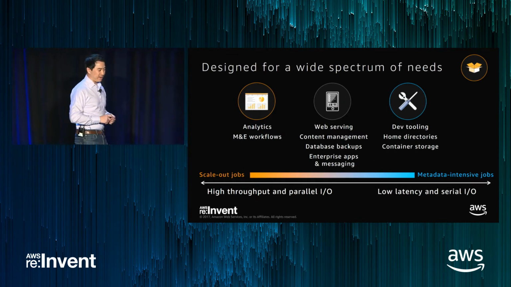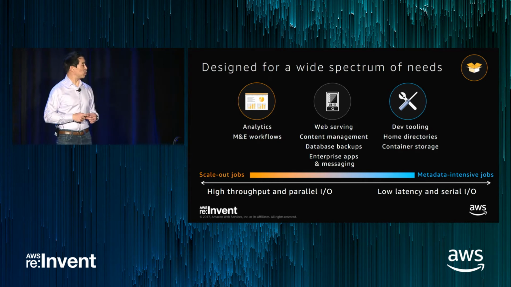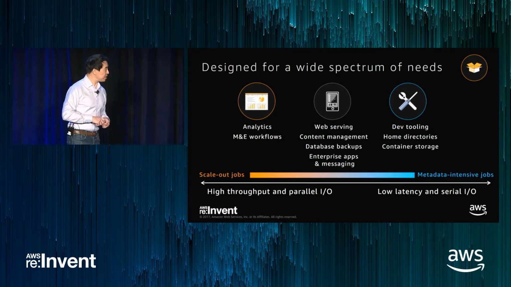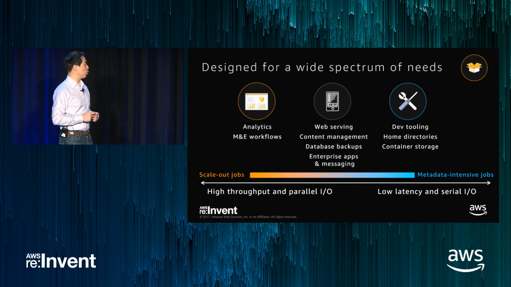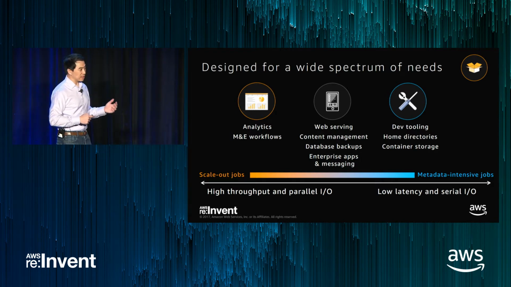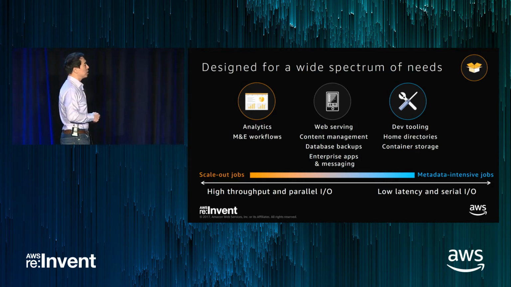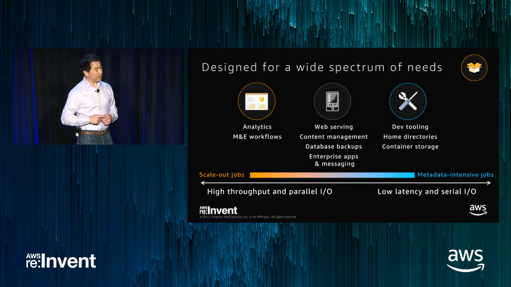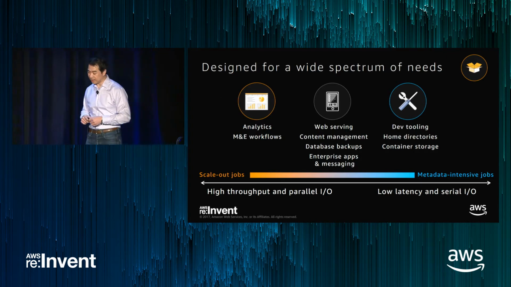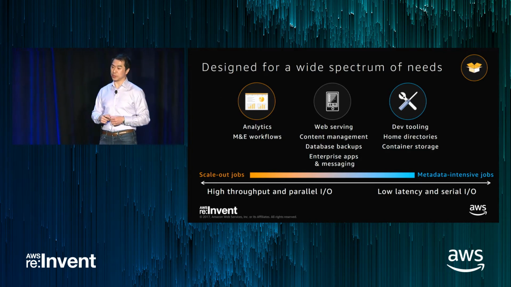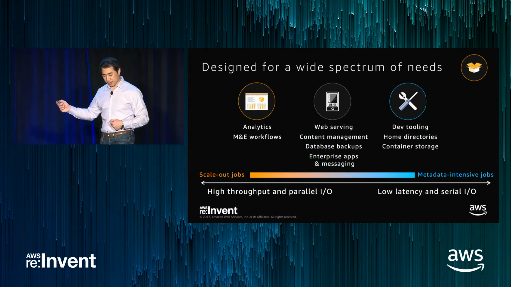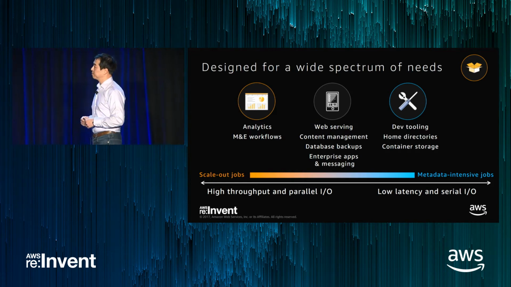As mentioned, file systems are one of the most common uses or storage classes out there today. And we see it used for a wide range of workloads, all the way from scale-out jobs like analytics and certain media and application workflows to metadata-intensive jobs like development tooling, which we'll talk about specifically here today, and things like container storage, which is part of our case study. Okay? So anything from high throughput to low latency and serial I/O.